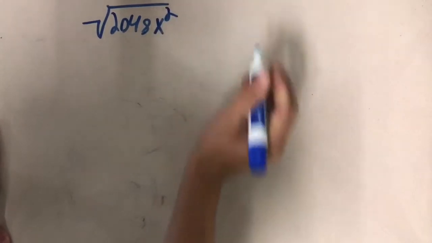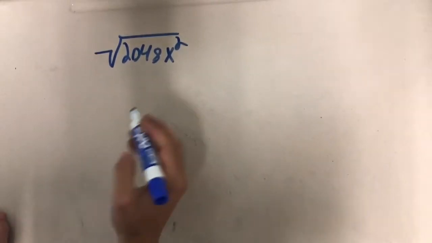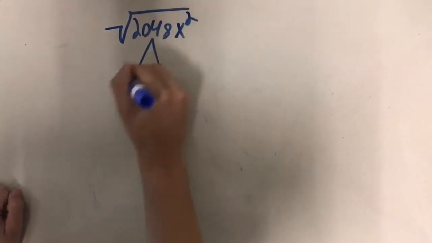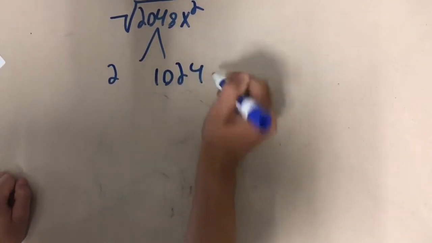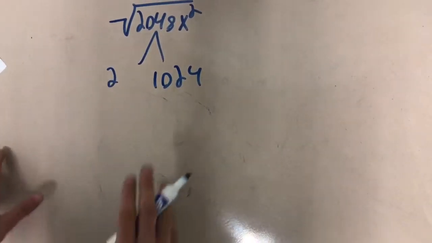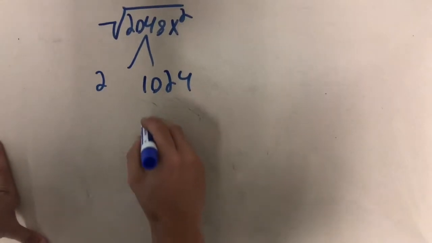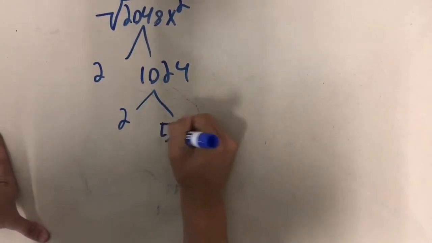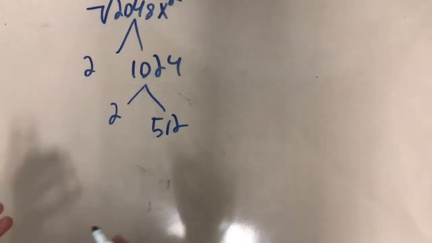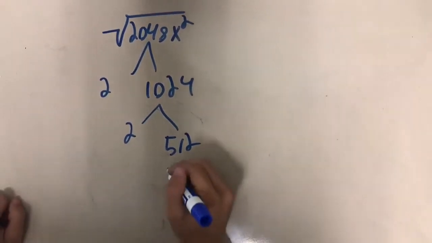For the second example, we're going to be simplifying the square root of 2048x squared. This is a pretty simple one, but it takes some time to do. So the first thing you're going to want to do is divide it by 2. So you have the factors of 2 and 1024. Now 2 is already simple, but 1024 can be simplified even more. We got 2 and 512. Again, 2 is simple, 512 can go more.